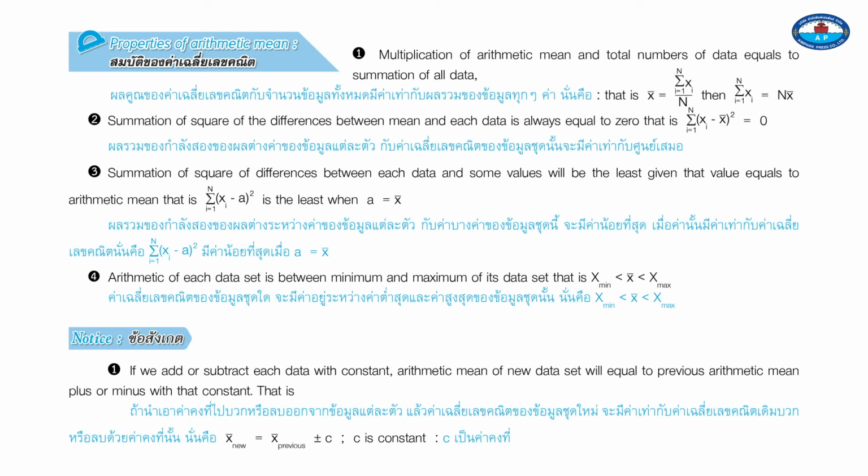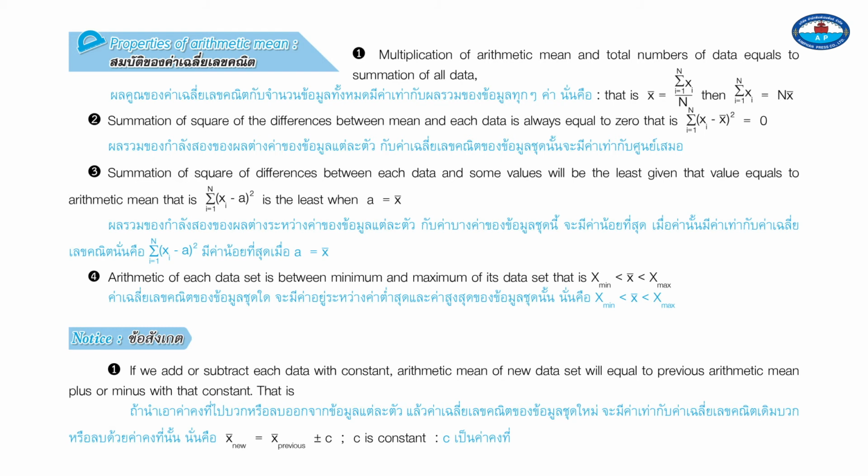4. Arithmetic mean of each data set is between minimum and maximum of its data set. That is, x min less than x bar less than x max. Notice, 1. If we add or subtract each data with constant, arithmetic mean of new data set will equal to previous arithmetic mean plus or minus with that constant. That is, x bar new equals x bar previous plus or minus c.